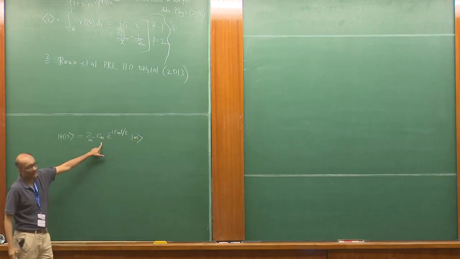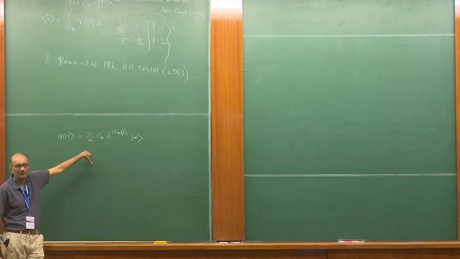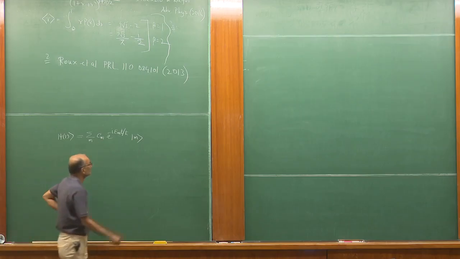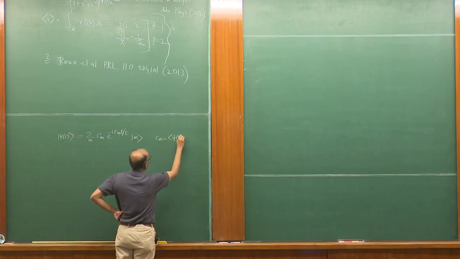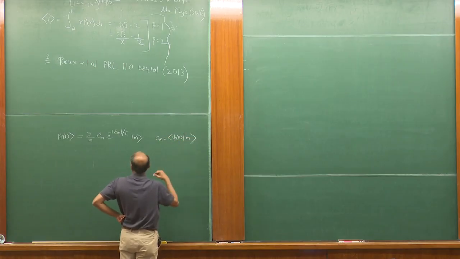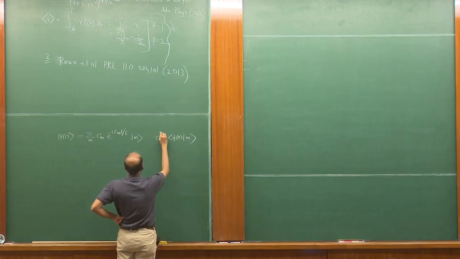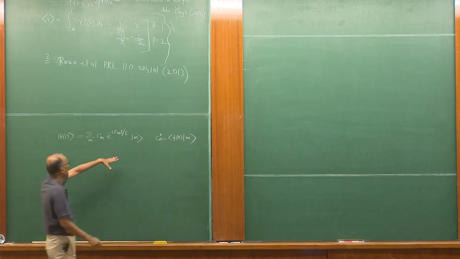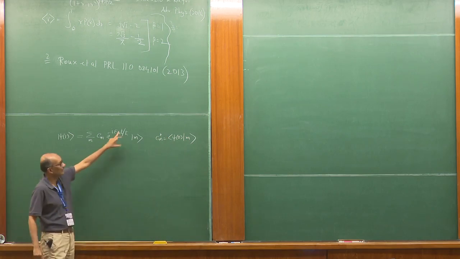So these C_m are the overlap coefficients of psi at t equal to 0 with the eigenbasis. So C_m is psi_0 m, maybe this is C_m star. Whatever, it's just the overlap, and these are the energy eigenvalues.